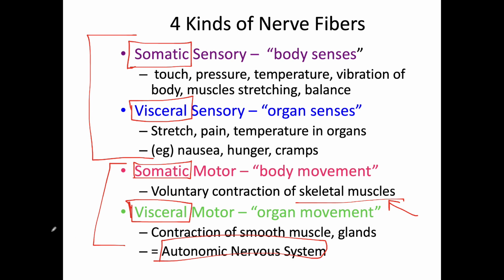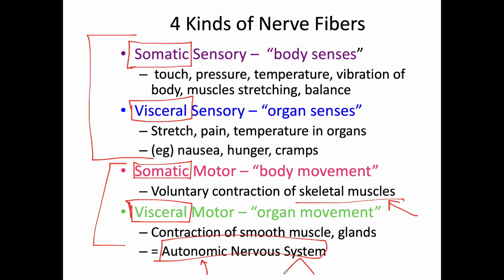So visceral motor is an output signal from the brain towards smooth muscle and glands. And that output signal is also called the autonomic nervous system because it's involuntary and automatic. Do you remember what the autonomic nervous system is broken down into?